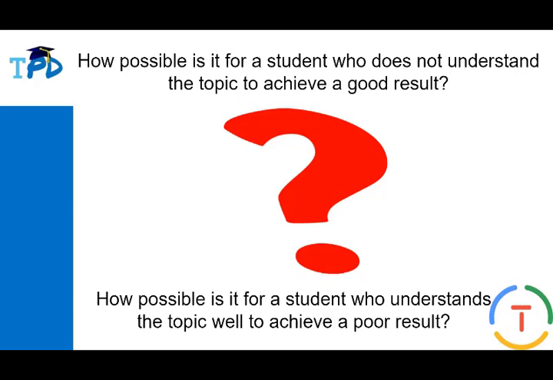And then the second question is, how possible is it for a student who understands the topic well to then achieve a poor result? That's why those one-off assessments become really difficult, because if there's a student who knows and understands your topic, but they've had a really bad day, or they get really stressed out by exams, all kinds of stuff, suddenly it's possible for them to achieve a poor result. So how can you change that up so that both questions are answered with, well, it's very unlikely that a student who doesn't understand can do well, or a student who does understand can do poorly.